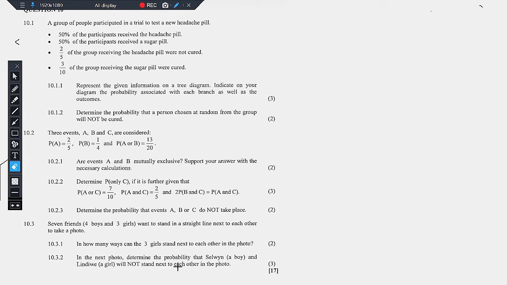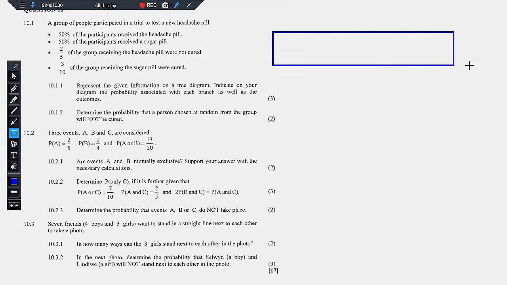Let's move to 10.3, your counting principles. 10.3 says 7 friends, which are 4 boys and 3 girls, want to stand in a straight line next to each other to take a photo. In how many ways can the 3 girls stand next to each other in the photo? Now with this kind of question, I will give you the long approach and also a much shorter approach, right? So let's start with the long approach so that we fully understand what's going on.